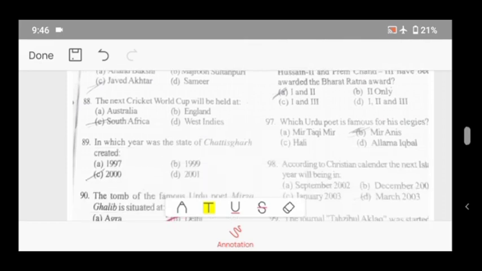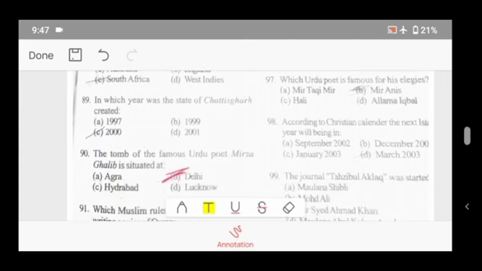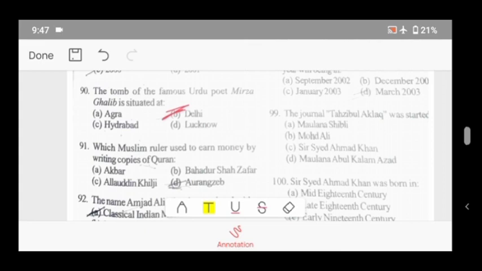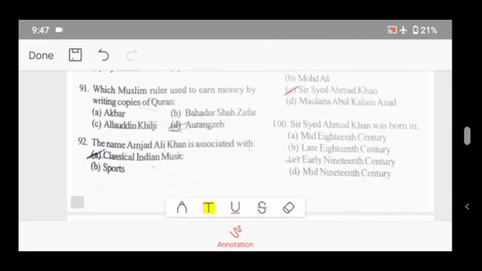Which Urdu poet... if you have learned the Indo-Islamic material, you will know all this. Which Urdu poet is famous for his elegies? B. According to the Christian calendar, the next Islamic study year will begin in March 2003. The journal Tahzeeb-ul-Akhlaq was started in... so the answer will be C. Who started it? And Sir Syed Ahmad Khan was born in the early 19th century.